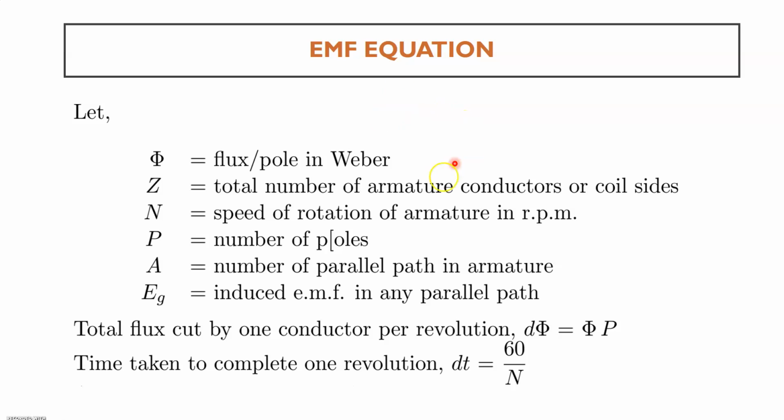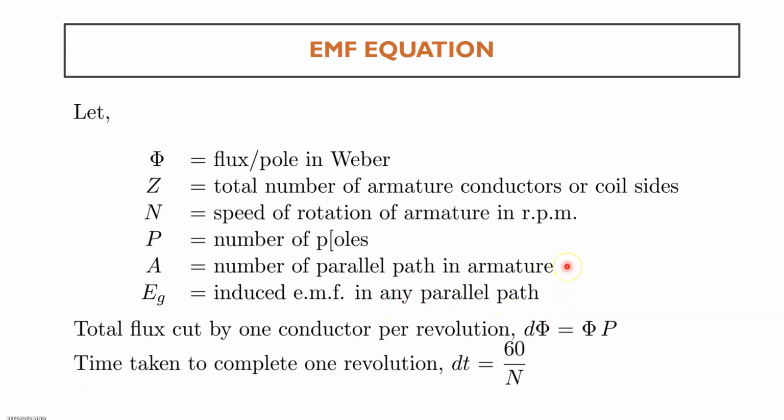Now the EMF equation. Let phi be the flux per pole in Weber. That means the flux due to one pole. Z is the total number of armature conductors or coil sides. N is the speed of rotation of the armature in RPM. P is the number of poles. A is the number of parallel paths in the armature. Eg is the induced EMF in any one parallel path.